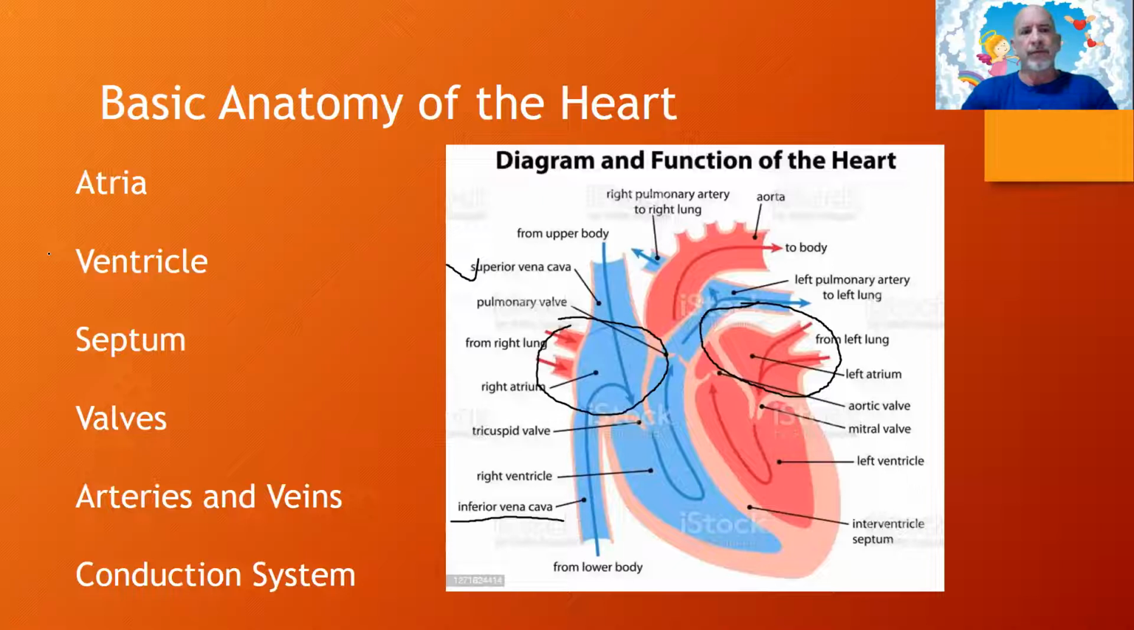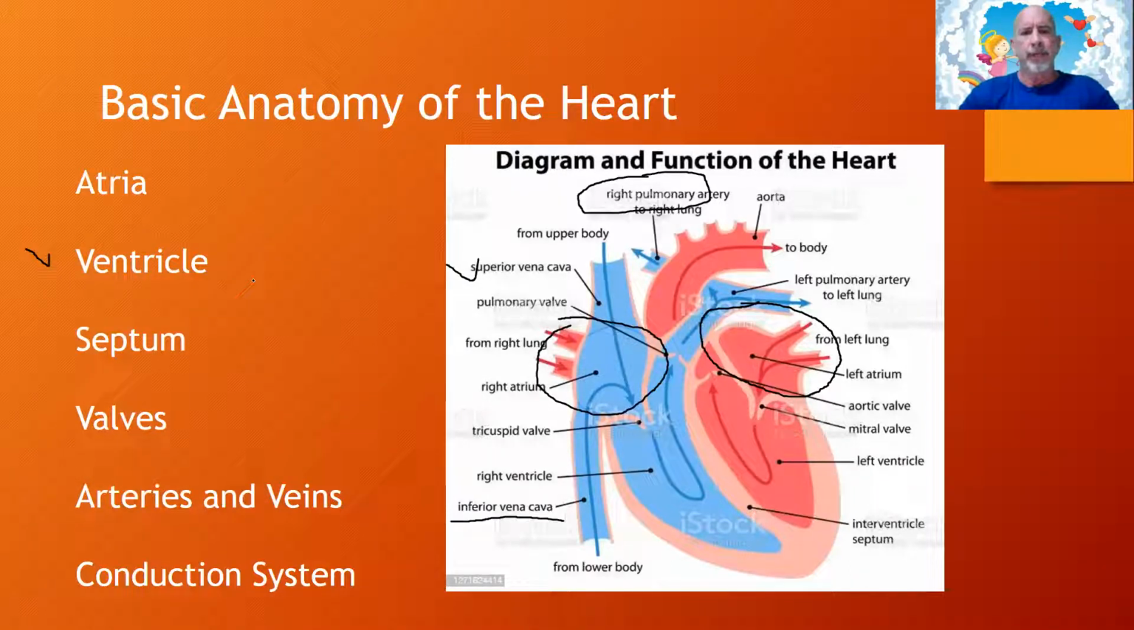Now the ventricle is the main pump. And as you probably know, if you don't, you should know that the right ventricle pumps the blood up to the lungs. And the left ventricle pumps the blood out to the body. So that's two important things you need to remember.